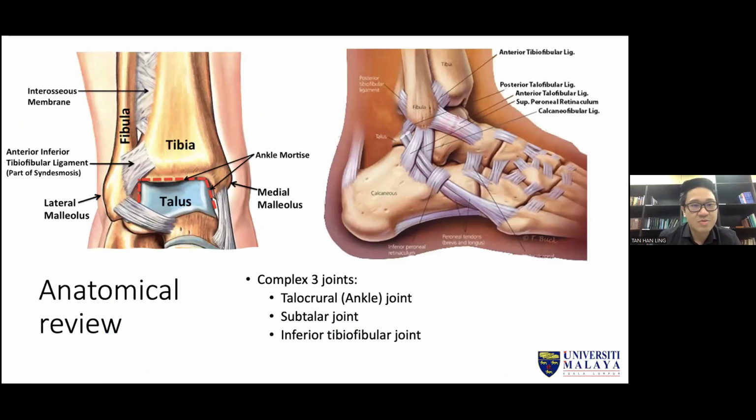I'll just briefly talk about the anatomy of the ankle joint. The ankle joint consists of three main joints. The so-called talocrural joint, which is the ankle joint proper, as you can see in the red dotted line over here, and subsequently the subtalar joint. Lastly is the inferior tibiofibular joint, which is the joint formed between the fibula as well as the tibia.